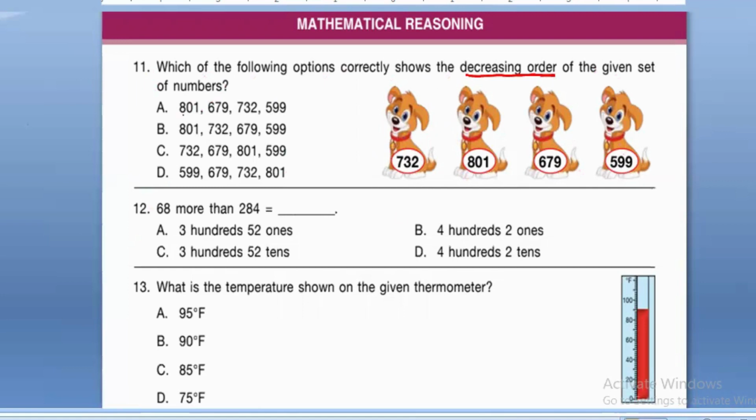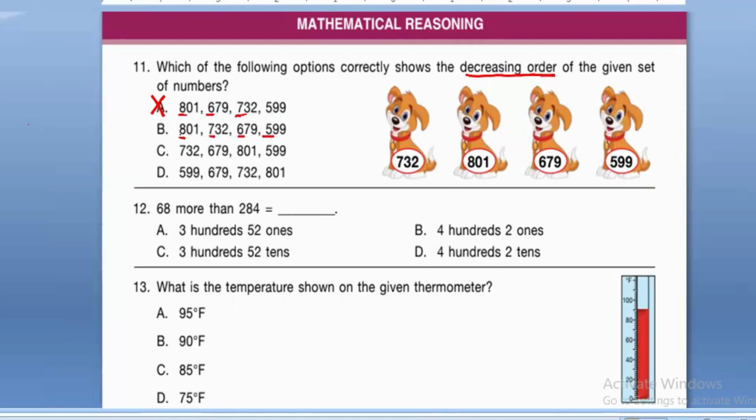Now the first one is 801, 679, 732 and 599. You can see 801 is here, then after that 679 is there, then after that 732 is there. So this is not at all arranged properly. That's why option A is not a correct answer. Now let's move to option B, which is 801, 732, 679 and 599.